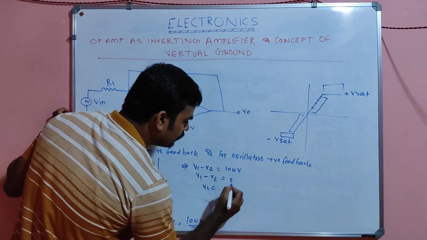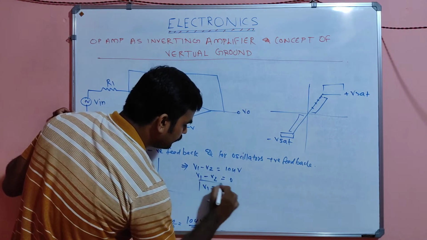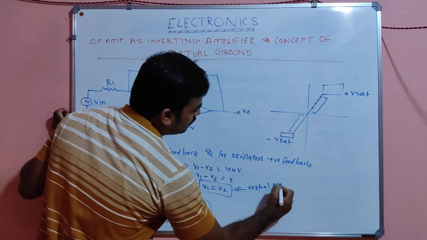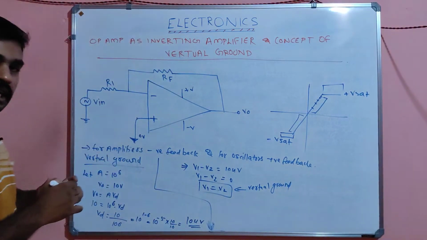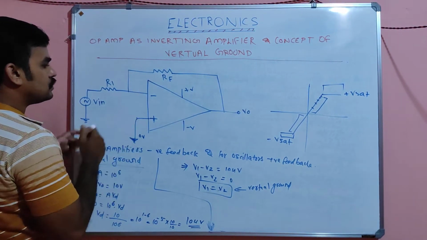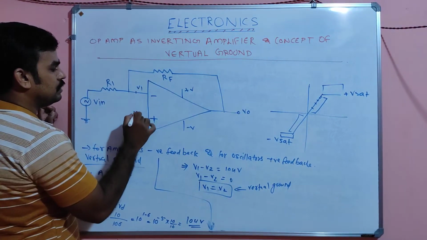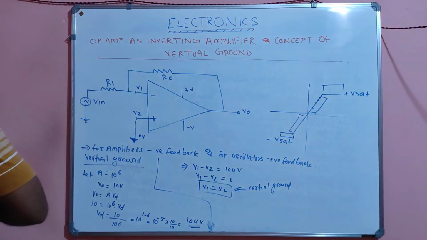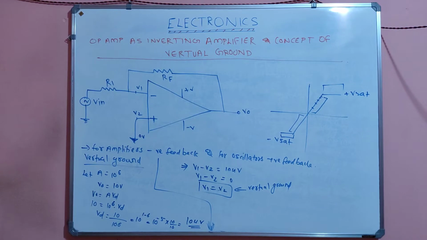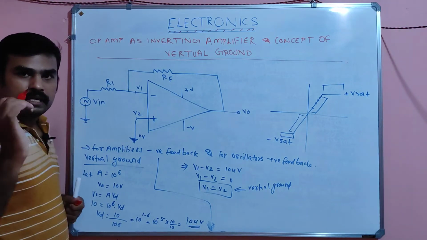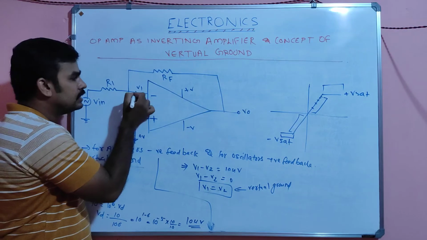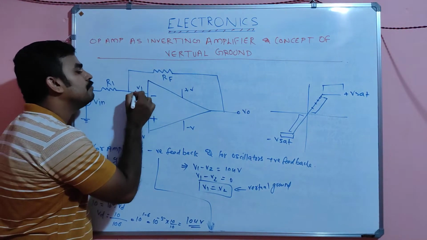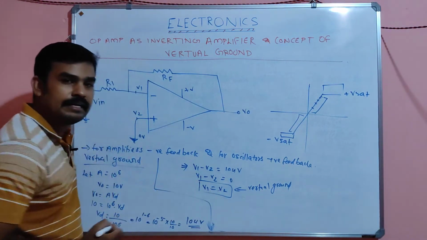So V1 equals V2. This is called virtual ground. Suppose this is V1 and this is V2; these two voltages are the same. That means whatever the voltage here, the same voltage will exist here also. That is its indirect meaning.